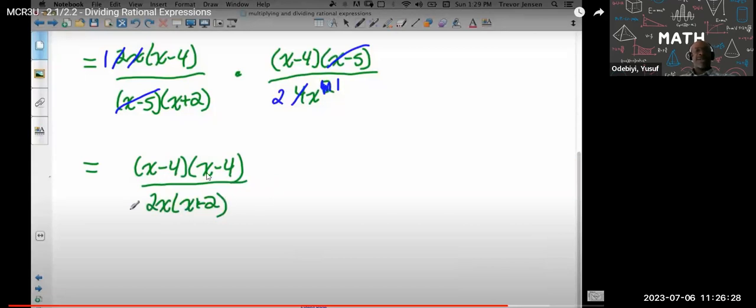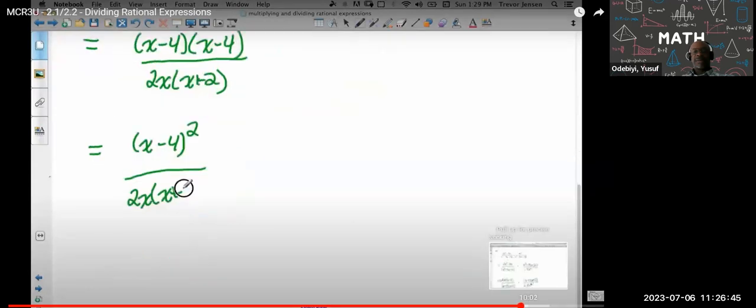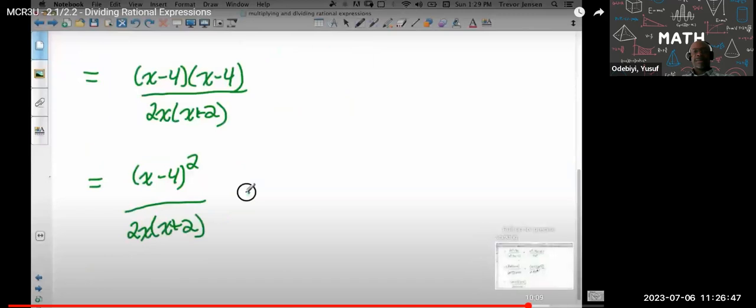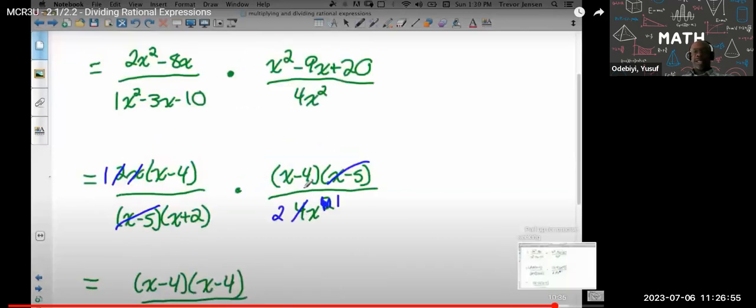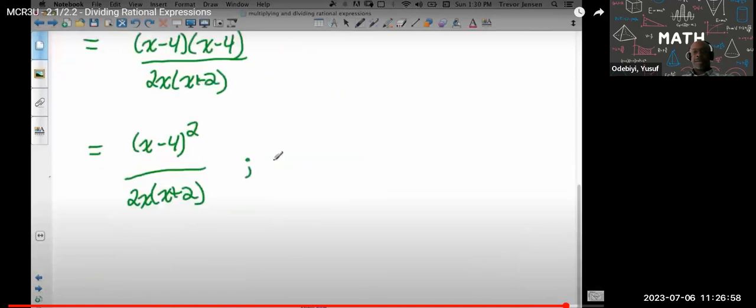Now I can state my restrictions. So going back to the original, x cannot equal -5. Sorry, x cannot equal 5, and x cannot equal -2, and x cannot equal 0. Okay, so I'm fast forwarding. Looks like this is it. There you go: -2, 0, 4, and 5. Okay. So we're done with this one.